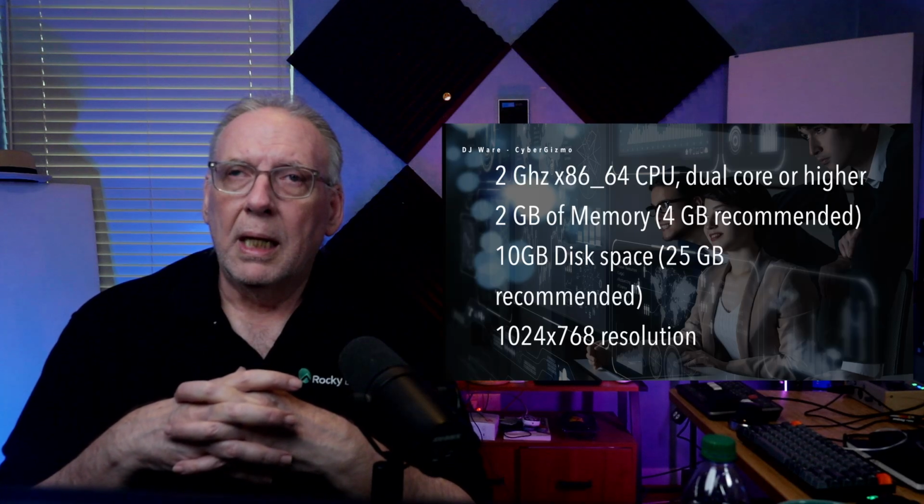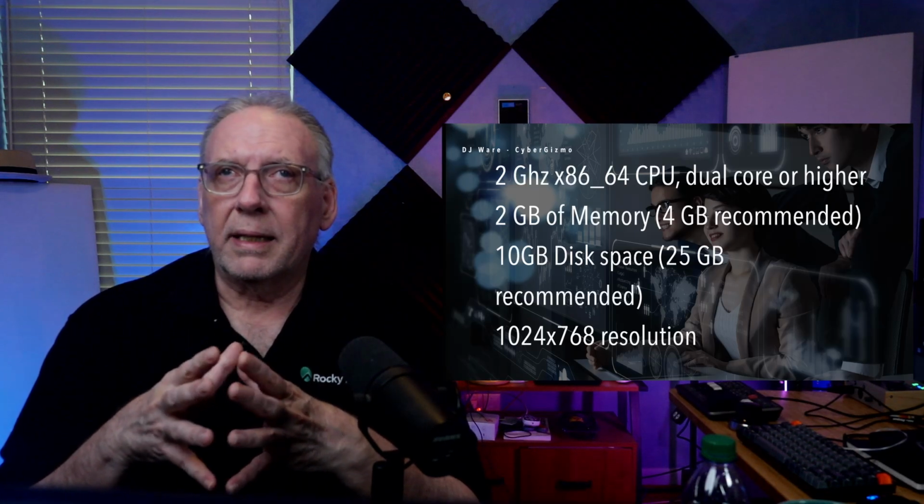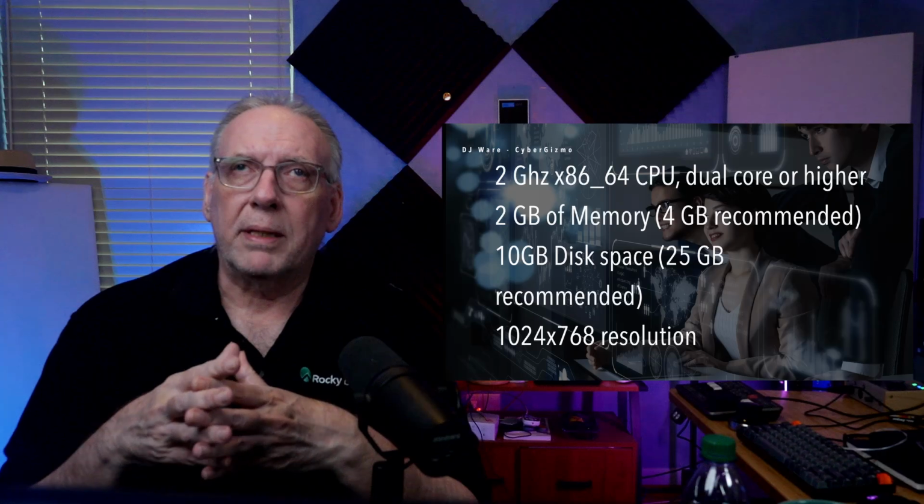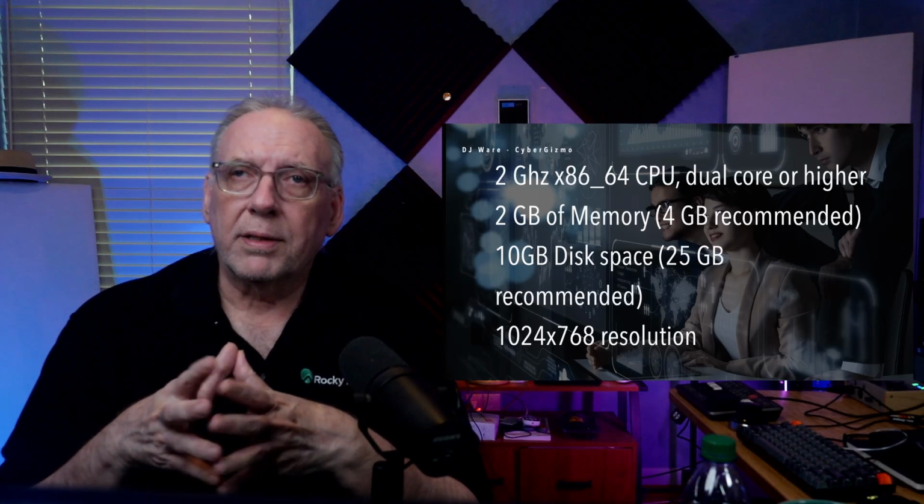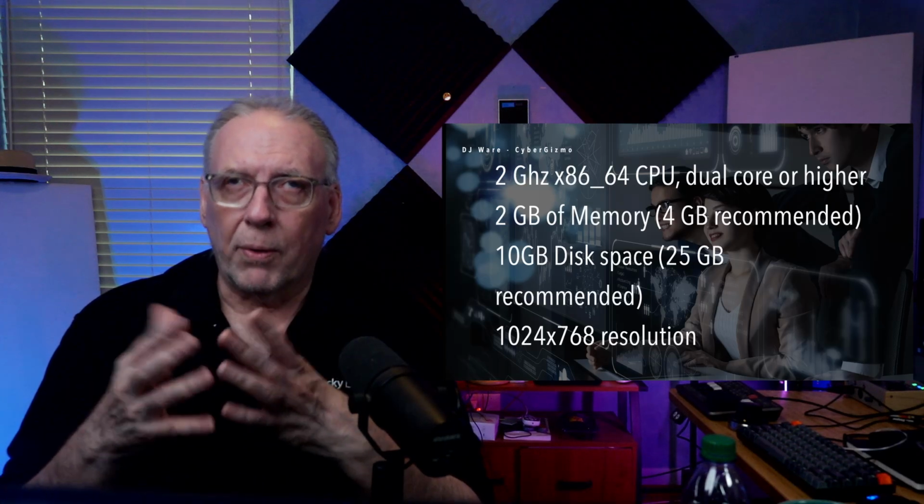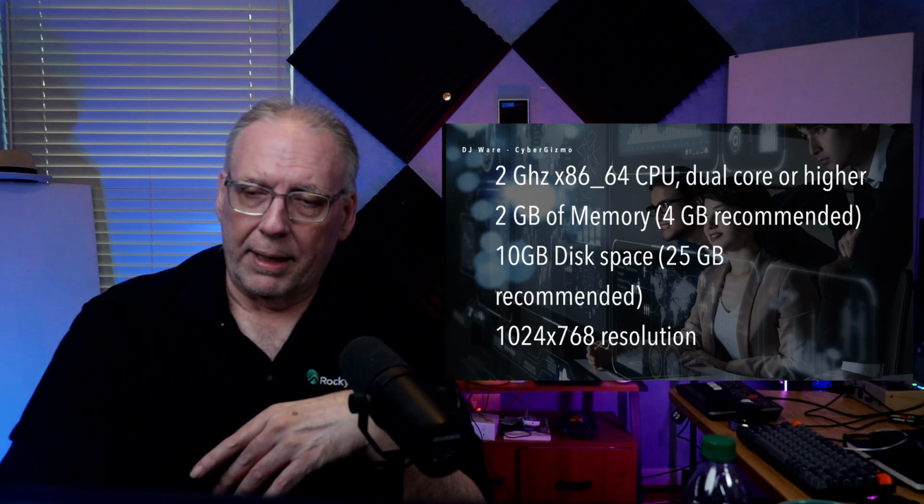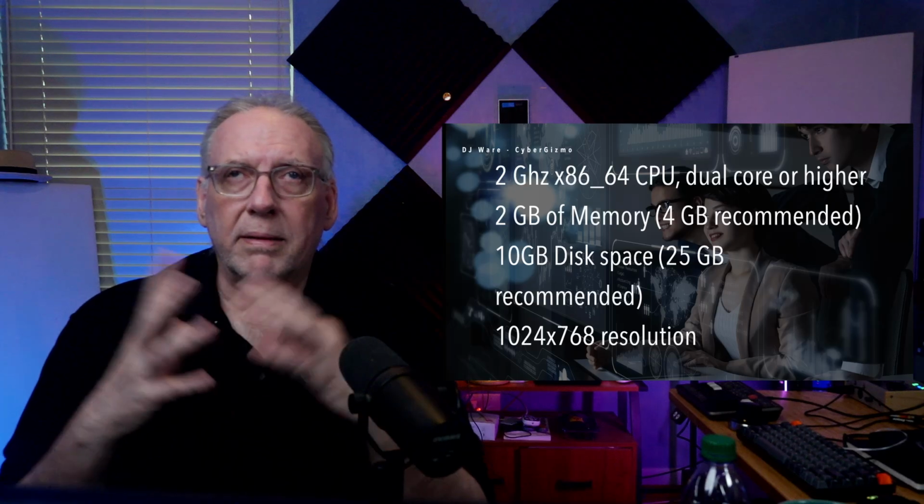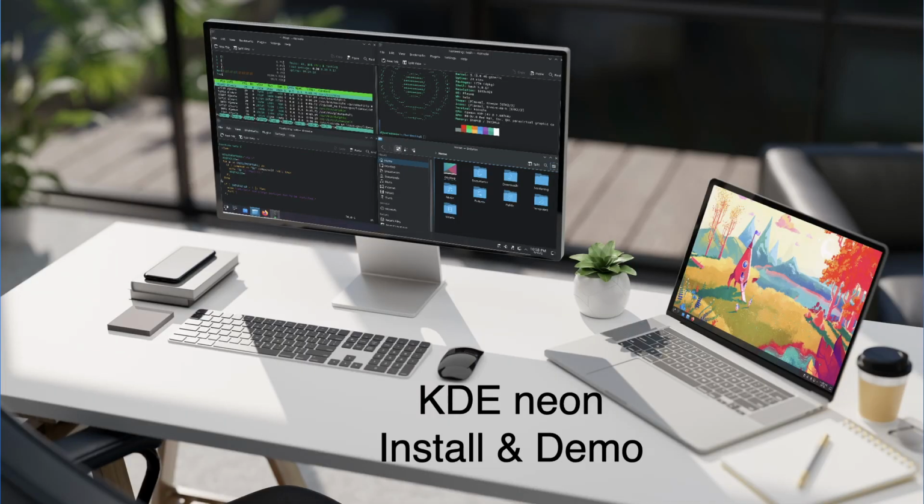So you will need about 10 gig of disk space, but I would recommend 25 gig. Also, a 1024 by 768 screen resolution would be the minimum or higher. The higher the better, of course, because it gives you more real estate to see things and do things. Let's go take a look. I guess this is the best way. Let's install it, and then I'll show you some key features and maybe even try looking at some of the security elements of the release like I always do.